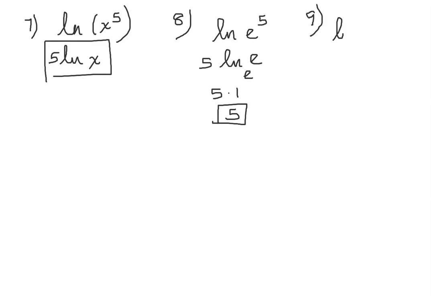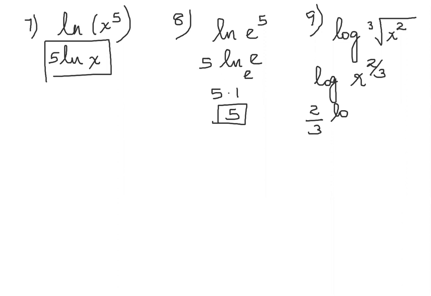Number 9, we have the cube root of x squared. So I can write this without the radical sign as x to the power 2/3. Remember the index is the denominator. So you bring the power to the front and then it's going to be 2/3 times log x.